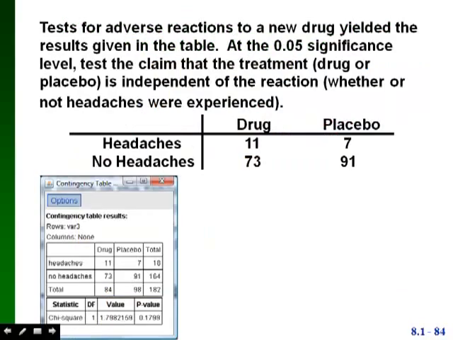Here's another example. In this one we had a treatment for headaches. So we had the treatment drug and a placebo, and then we had data about whether the subjects had headaches or didn't have headaches. So here's the contingency table, and here are our results. And notice that in this one we only have 2 rows and 2 columns. So our degrees of freedom would be 2 minus 1 times 2 minus 1. So our degrees of freedom just turns out to be 1.